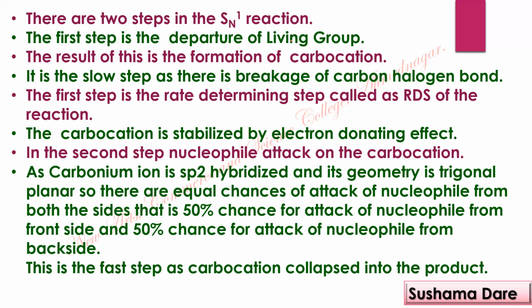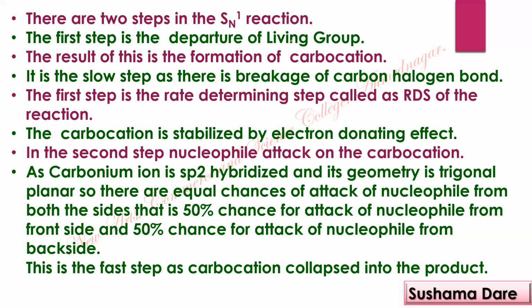So the second step is always the fast step because the carbocation is a charged structure. It collapses into the product, and the product is a neutral molecule. So neutral molecules are always more stable structures as compared to charged structures. Whenever we move from an unstable structure towards a stable structure, that step is always fast. The carbocation is the charged structure and in the product there is no charge. So this type of process is always a fast step.